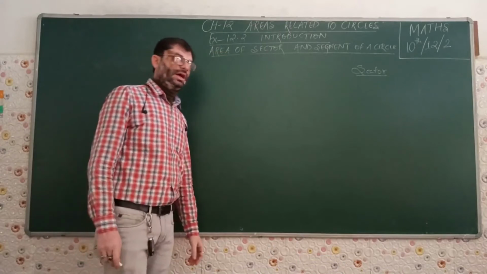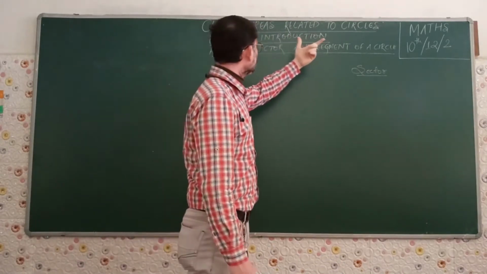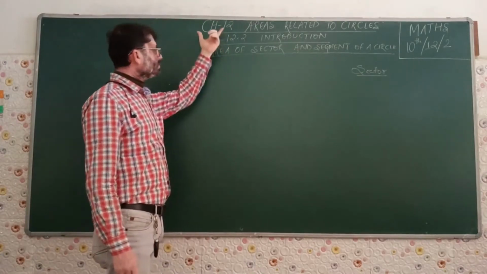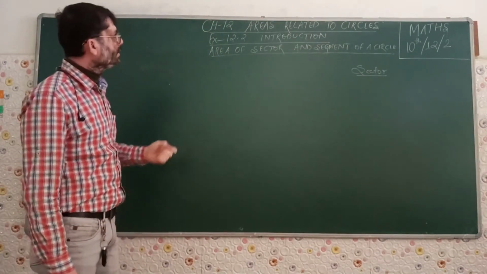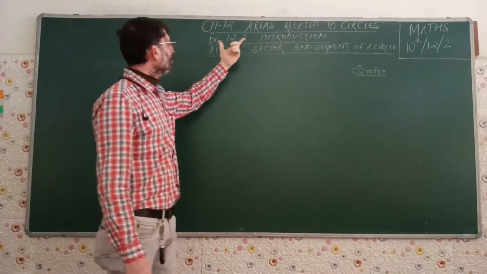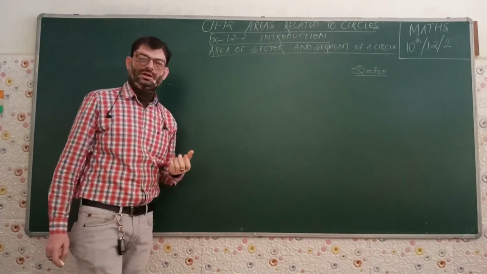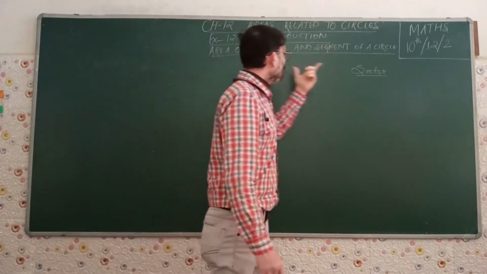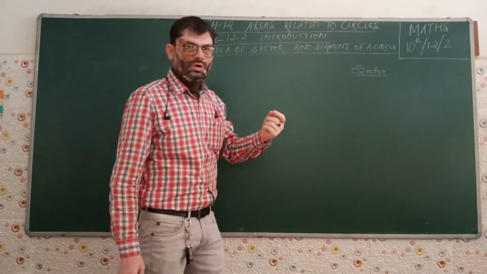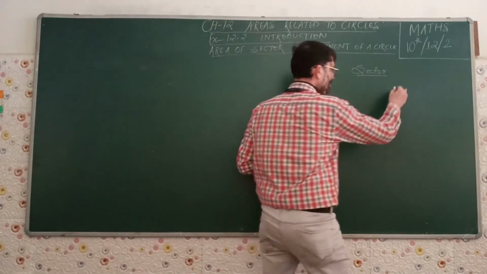In this session, we will be studying chapter 12, areas related to circles. Chapter number 12 from NCERT, under which we will be going through the introduction of exercise 12.2, that is area of sector and segment of a circle. First, let us move on to the sector part. What is a sector? How is a sector formed? Let us go through it.